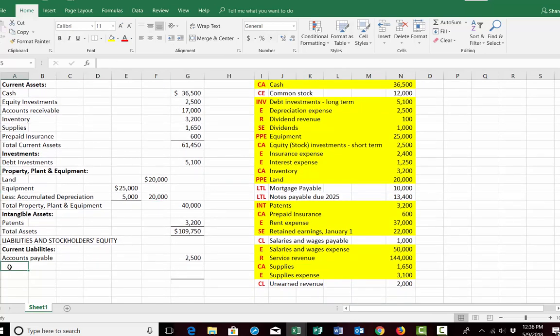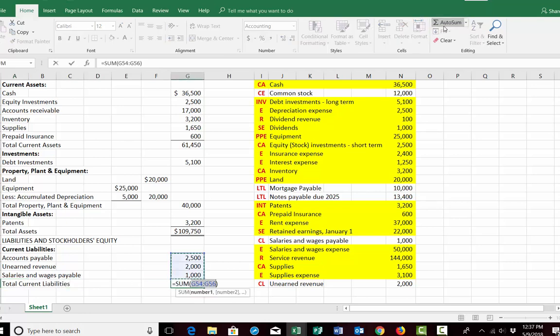All right, next we will put our unearned revenue. Remember, unearned revenue means we owe customers services. They paid us ahead of time. And then we have our salaries and wages payable. And that's going to give us our total current liabilities. Okay, so we'll add those three up. That gives us our total current liabilities.